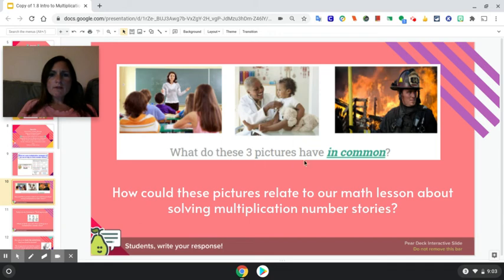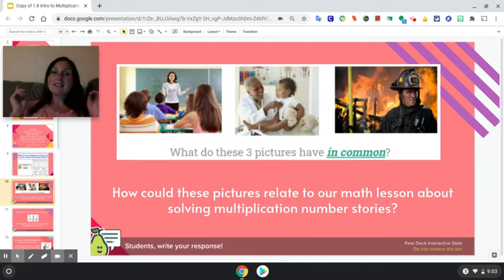Hey, what do all of these pictures have in common? Hmm, all of these, I see a teacher, a doctor, a firefighter. Those are all jobs, right? They are all doing something here, right? They all have a job. So, how could these pictures relate to our math lesson about solving multiplication number stories? What do you think? How could they be like our math lesson?